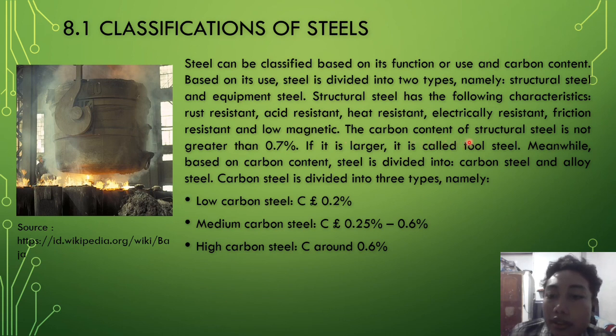The carbon content in structural steel is not greater than 0.7%. If it is larger, it is called tool steel. Meanwhile, based on the carbon content, steel is divided into carbon steel and alloy steel. Carbon steel is divided into three types. Normally, low carbon steel is C below 0.2%, medium carbon steel C 0.25% to 0.6%, and high carbon steel C around 0.6%.